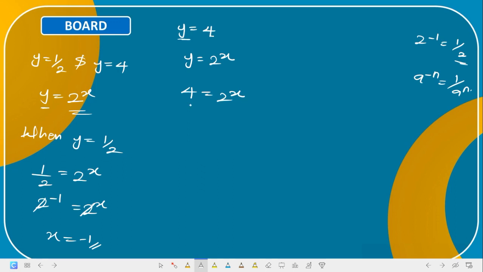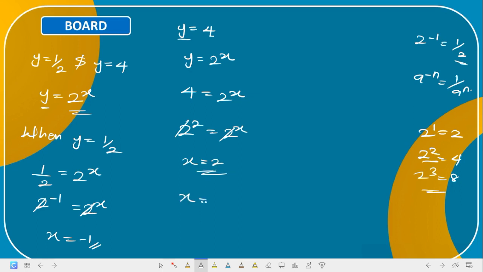x. And at this point in time, for 4, we have 2 raised to the power of 1 is 2. 2 raised to the power of 2 is what? 4. 2 raised to the power of 3 is what? 8. So 2 raised to the power of 2 is what? 4. Here you put 2 raised to the power of 2, which equals 2 raised to the power of x. 2 cancels 2, x is equal to 2. And that is the solution to the question. So our x is equals to minus 1 and x is equals to 2 is the solution to that question.